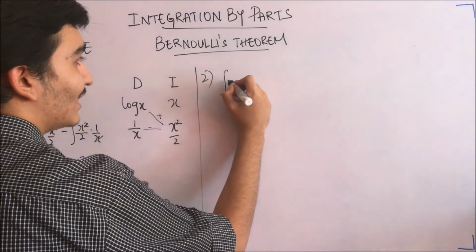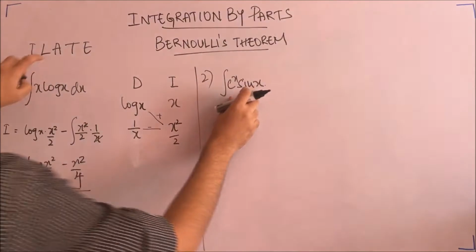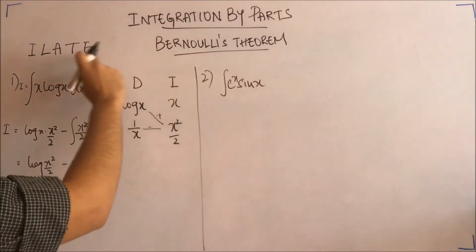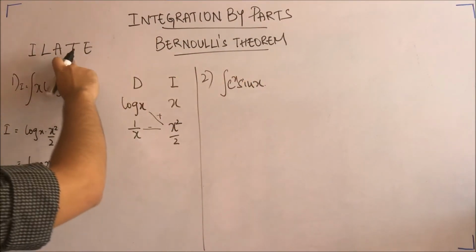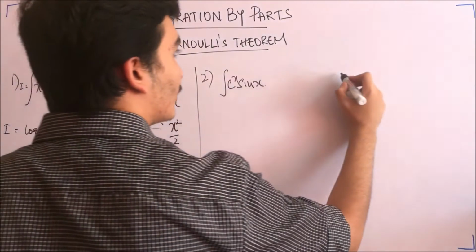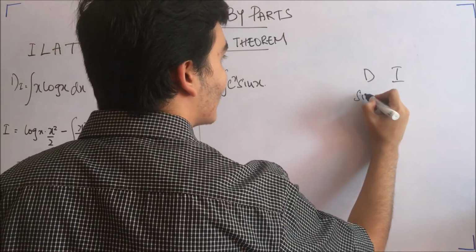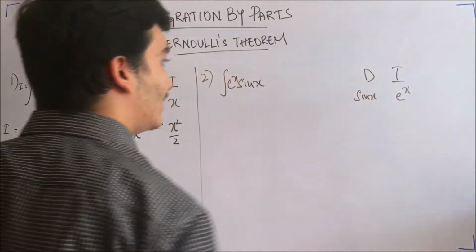Let's say I have to integrate e power x sine x. Now here, according to this rule, if I consider e power x, it's an exponential function, whereas sine x is a trigonometric function. So since T is before E, let me consider sine x to differentiate and e power x to integrate. So again, let me make the two columns D and I. So I'll consider sine x under differential and e power x under integral.